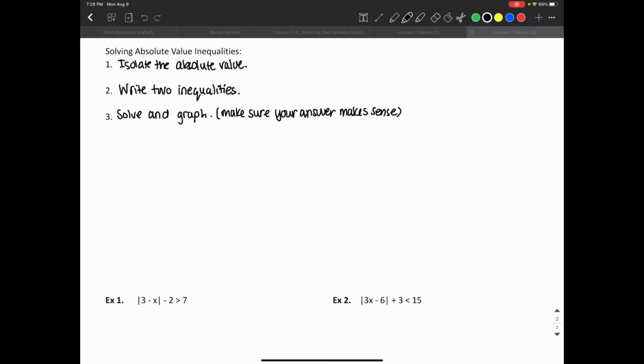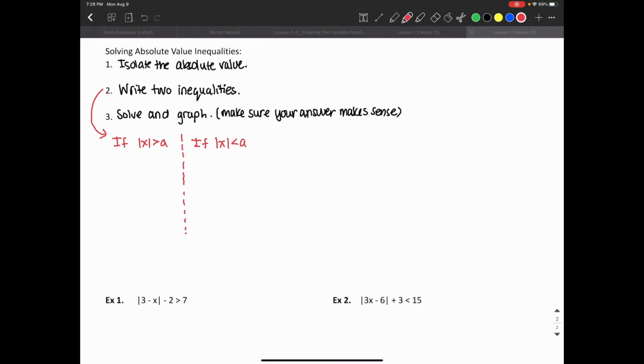For the second step, it gets a little more complicated than just writing the thing inside is equal to the positive version and the thing inside is equal to the negative version. There are different cases. If you have that the absolute value of x is greater than a, it is different than if the absolute value of x is less than a.